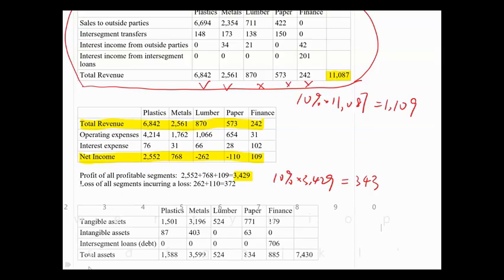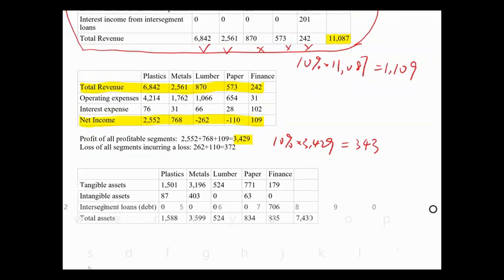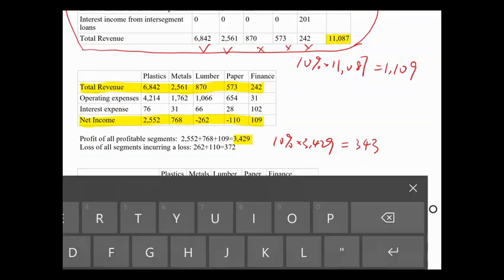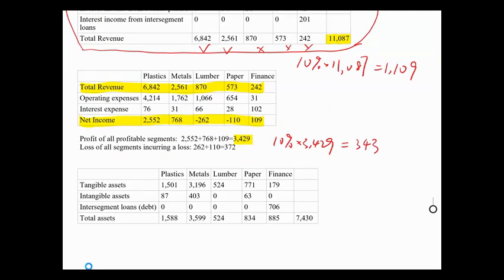So the next step is to compare each segment's net income with this number. If it's larger than this amount in absolute terms, then it's reportable. First, plastic: its net income is more than 2,000, which is larger than this amount, so it's reportable. Metal, 768, is larger than this amount, also reportable. For the other 3 departments, it doesn't matter whether they have a loss or profit. In absolute terms, they are not larger than 343, which means that they are not reportable.